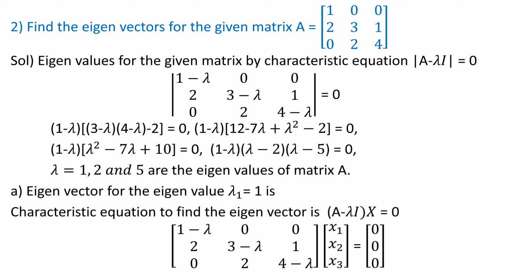Look at question number 2, that is, find the eigenvectors for the given 3 by 3 matrix, that is [1 0 0; 2 3 1; 0 2 4]. So in order to find the eigenvectors, first we need to find the eigenvalues.